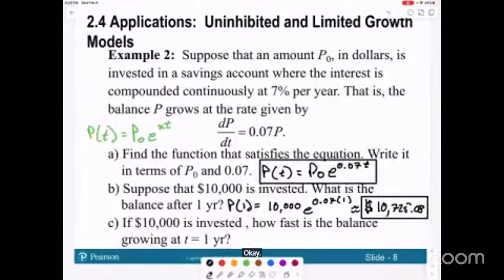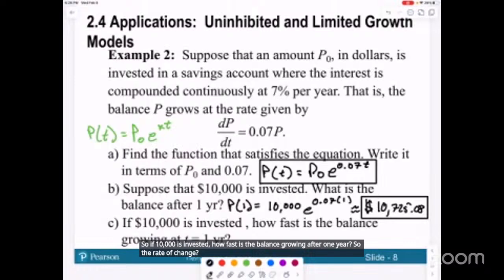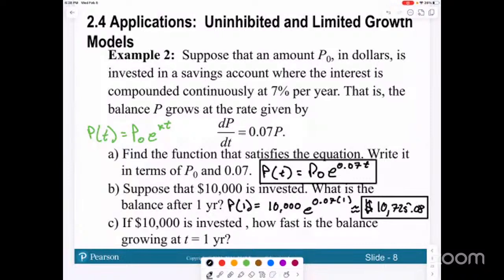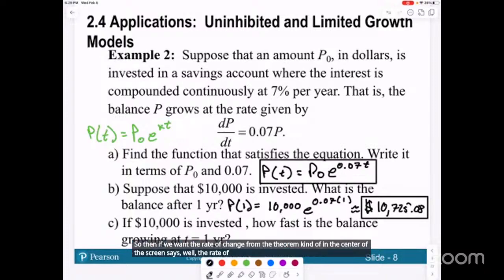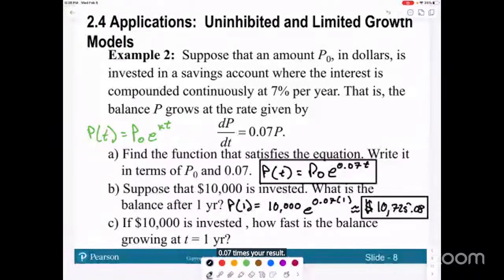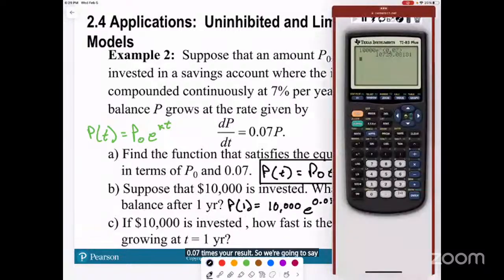So if 10,000 is invested, how fast is the balance growing after 1 year? So the rate of change. If we want the rate of change of this, we just say this result times the 0.07, right? We have the function, we have the scenario, we have how much is going to be in the account after 1 year. So if we want the rate of change from the theorem in the center of the screen, all you do is say 0.07 times your result, right? So we're going to say 0.07 times that answer.